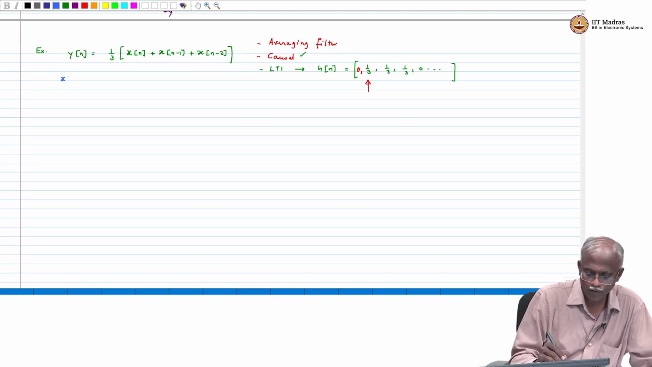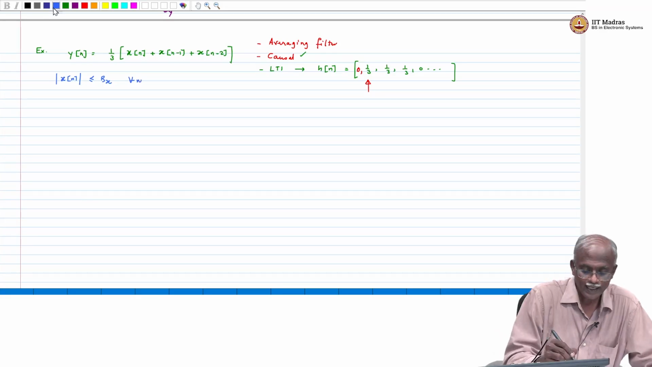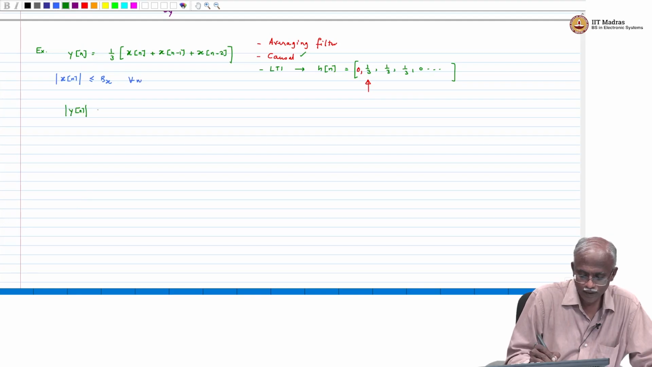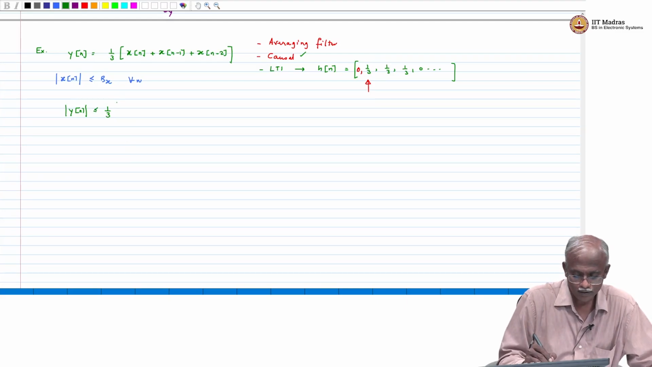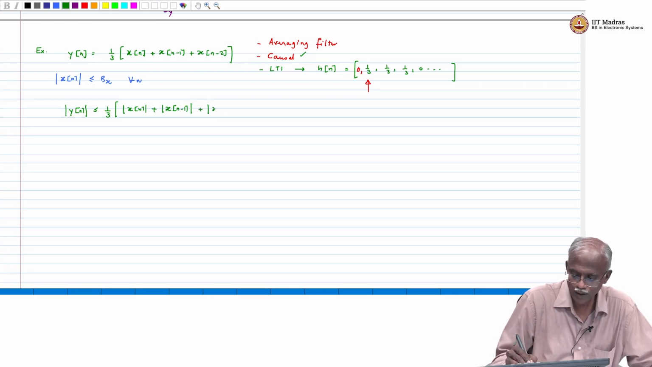So, we are given that x of n is bounded. That means mod x of n is less than or equal to Bx for all values of n. Okay. Is y of n bounded? Modulus of y of n will be less than or equal to 1/3 times modulus of x of n plus modulus of x of n minus 1 plus modulus of x of n minus 2.